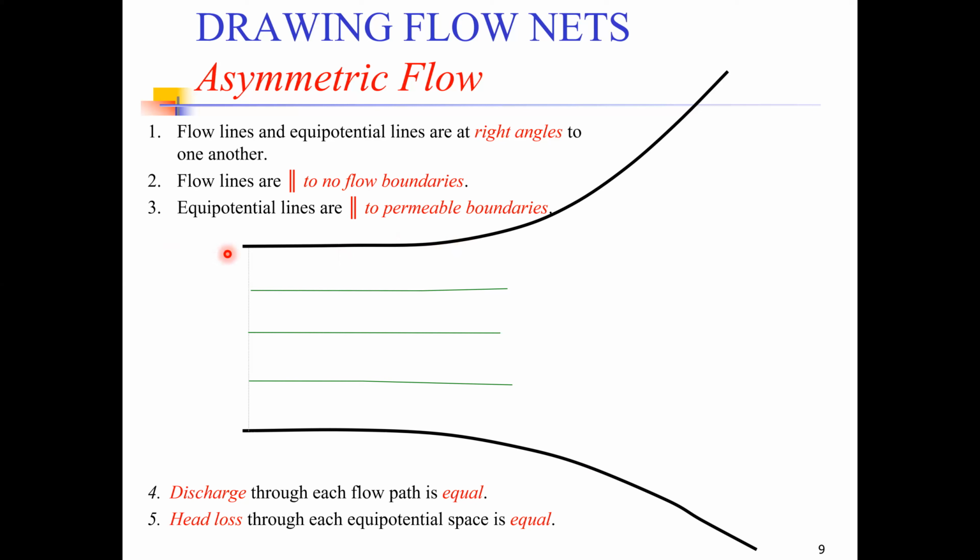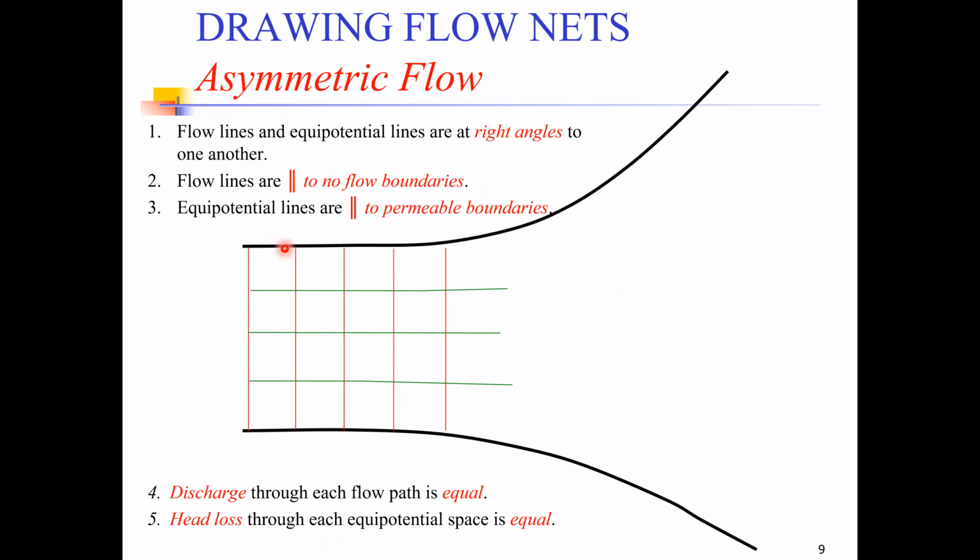So how can we draw the equipotential lines in the same first half of this pipe? The equipotential lines again can be drawn in the same way as we have done before. Now the question is, how can we draw what will happen to the flow lines in the second half of this pipe?